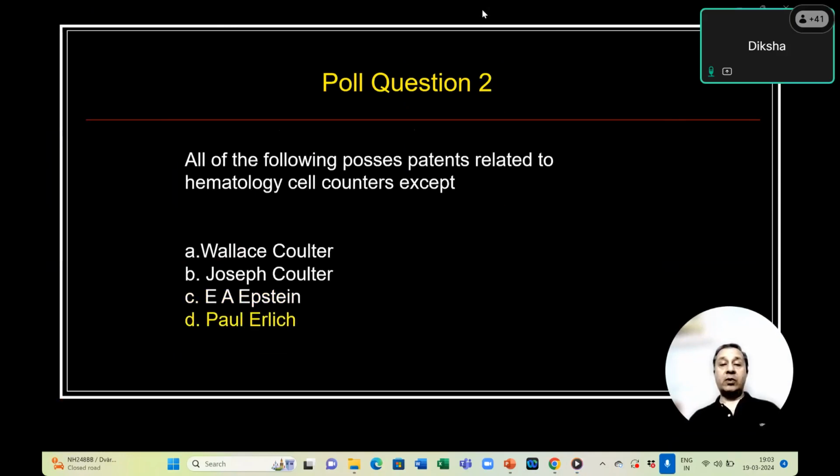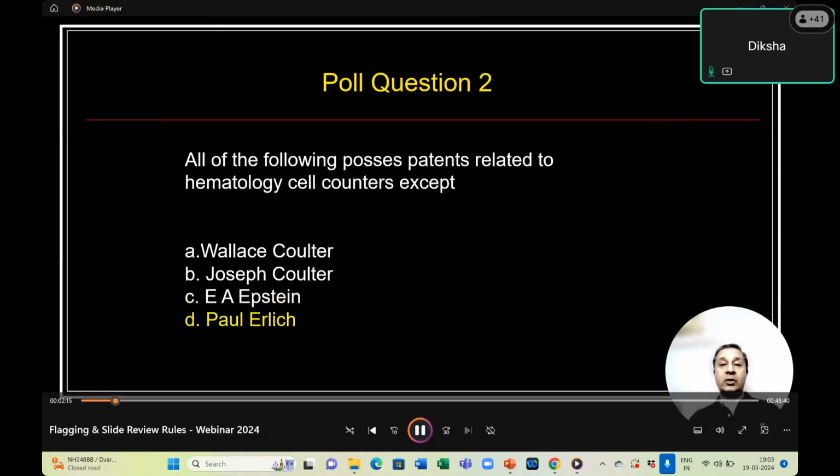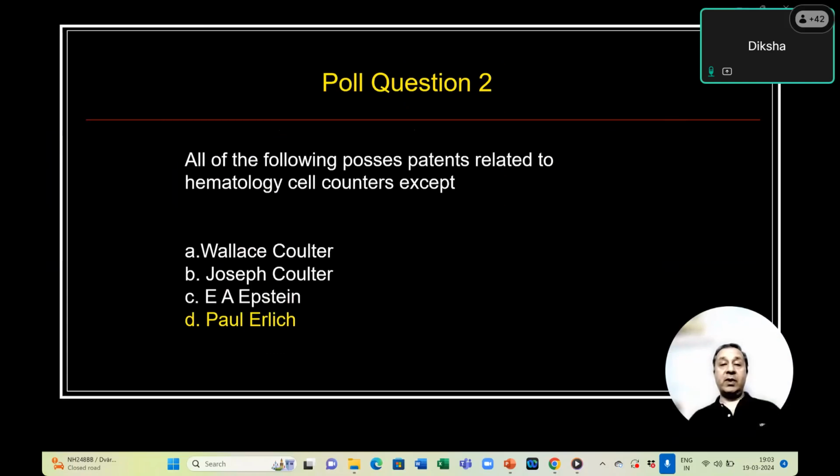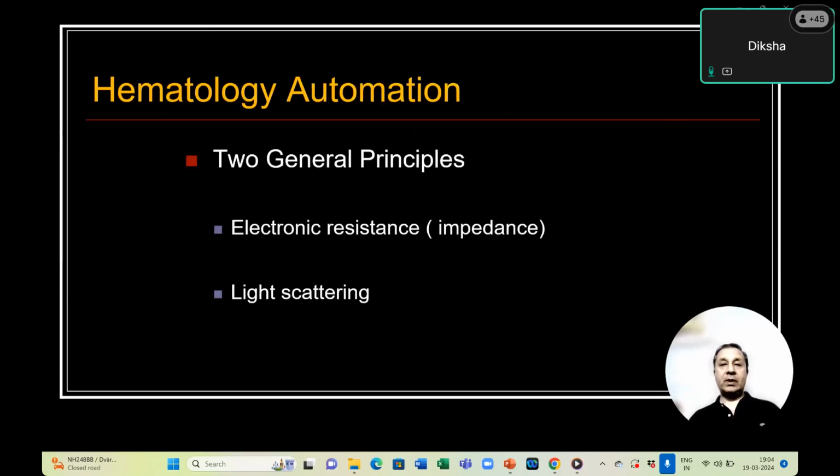We know that Wallace Coulter and Joseph Coulter were the so-called Coulter brothers, who actually gave us the concept of Coulter principle. And E. A. Epstein was one of the people who actually gave us the concept of flow cytometry many years ago. And it was Paul Ehrlich who basically talked about stains. So obviously, Paul Ehrlich is the exception in this answer. So if we look at hematology automation today, it is primarily based on two general principles: electric impedance or electronic resistance and light scatter properties.